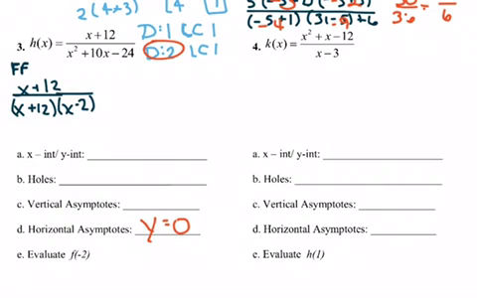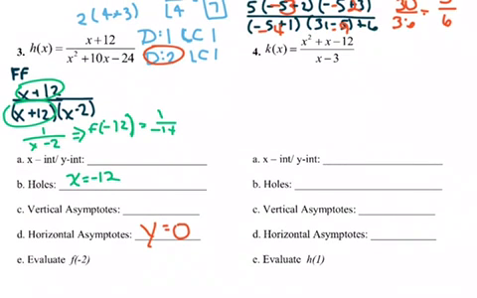Moving on to the discontinuities, the factored form would be x plus 12 over the quantities x plus 12 times x minus 2. Notice I have a common factor in the numerator and denominator that can be removed, so I have a hole at x equals negative 12. And just like we did earlier, what we're going to do is simplify this, and it becomes 1 over x minus 2, and I'm going to evaluate at negative 12. F of negative 12 is negative 1/14, so we have a hole at negative 12, negative 1/14.